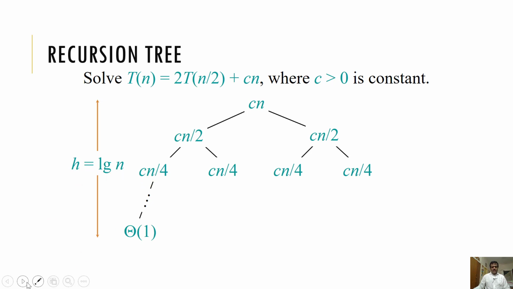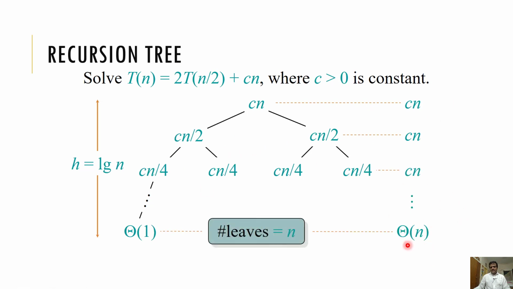To get the total sum we can do a level-wise sum. At this level it is cn, the next level also cn, the next level cn. This way we can continue, and the number of leaves is n, and the last level is also cn. So, if we add it up we will get a total of cn log n. So, this is an order of n log n algorithm.